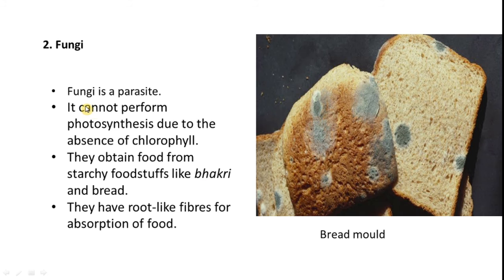Another example is fungi. You have seen the picture, it shows bread mold. So fungi is also a parasite. It is not green in color, it cannot perform photosynthesis. It obtains food from starchy foodstuffs like bread. They have root-like fibers for the absorption of food.